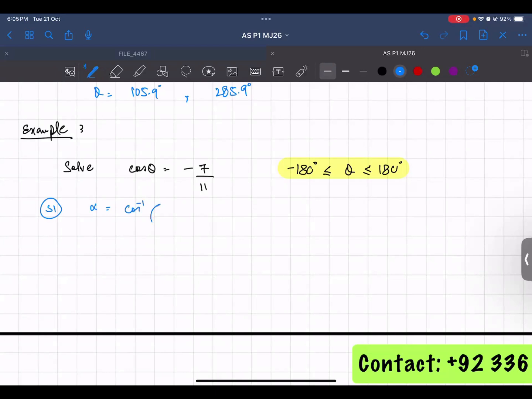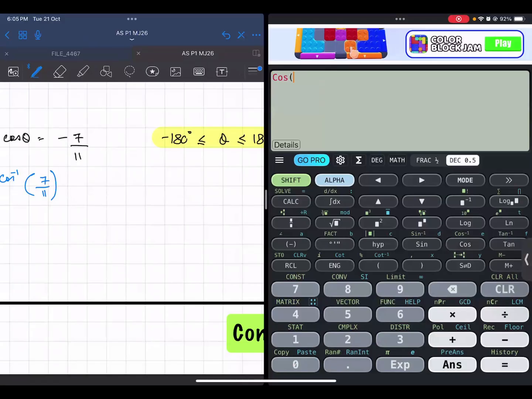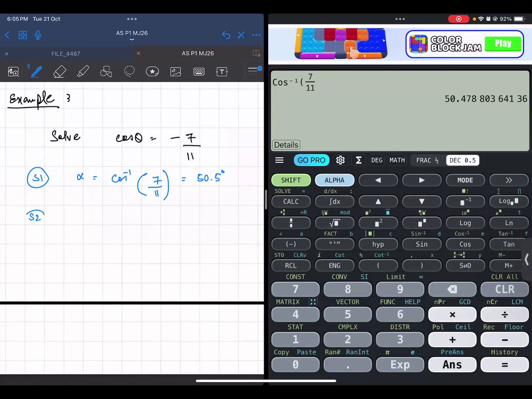So cos inverse 7 upon 11. Use your calculator. Don't take the negative sign. Cos inverse 7 upon 11 is 50.5. Then step 2, place it in the quadrants where your cos is negative. So cos is negative in the second and third, over here and over here.